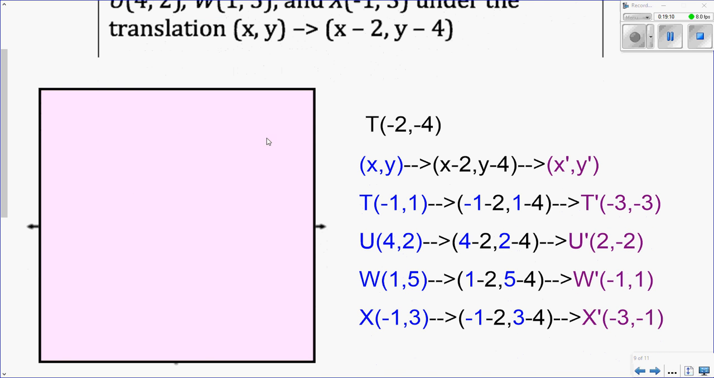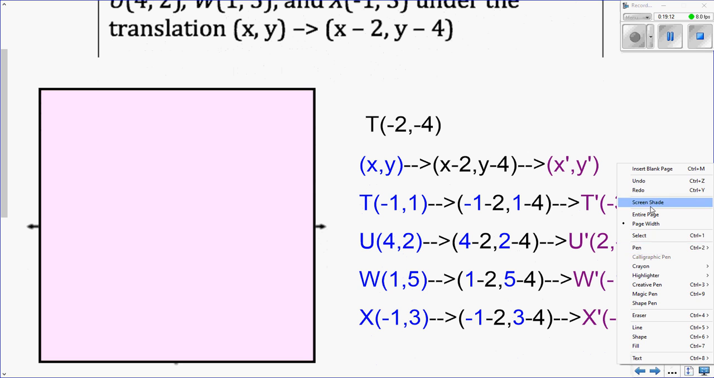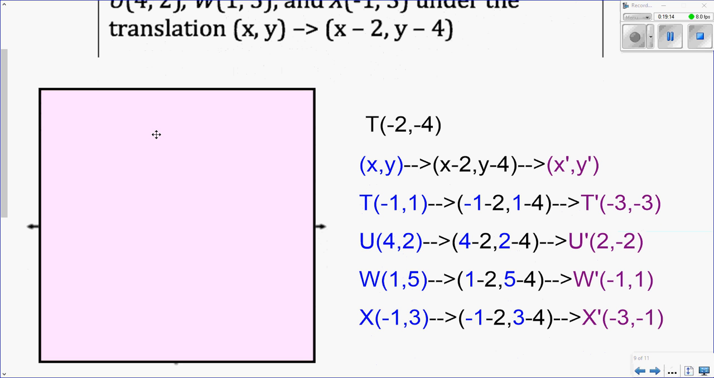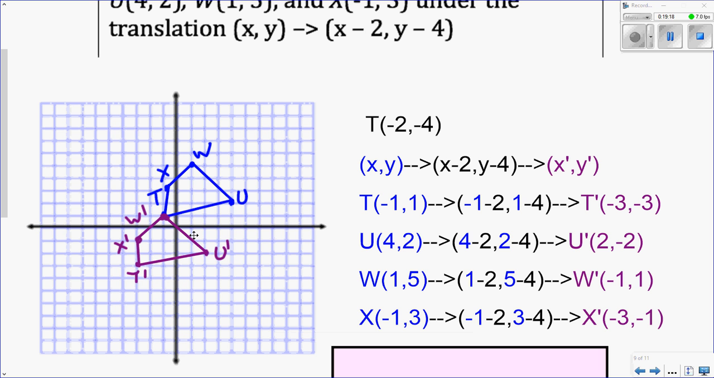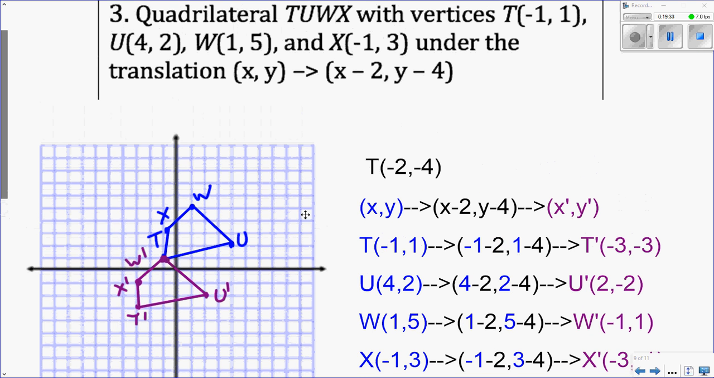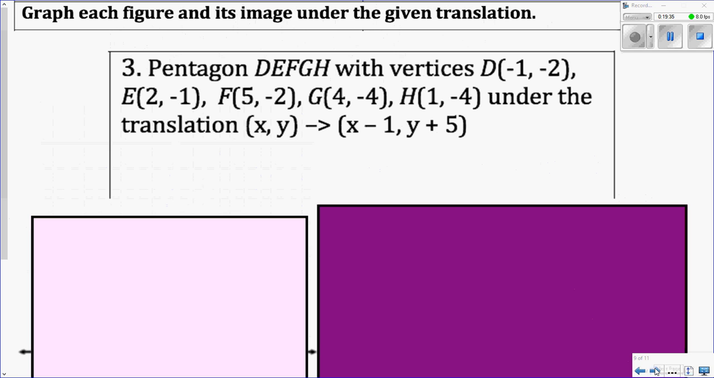And once I've done that, I can plot the pre-image and my image. The pre-image is blue, and the image is purple. And this is a translation from the original to the new. Okay, let's go on to the next one.